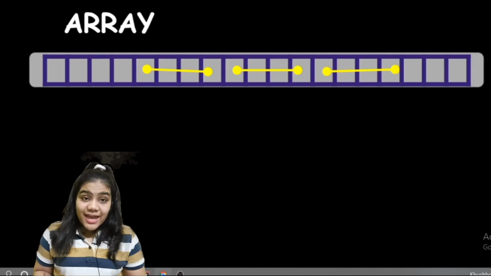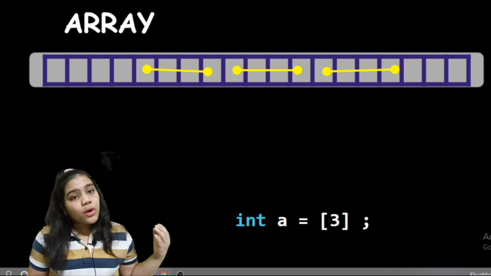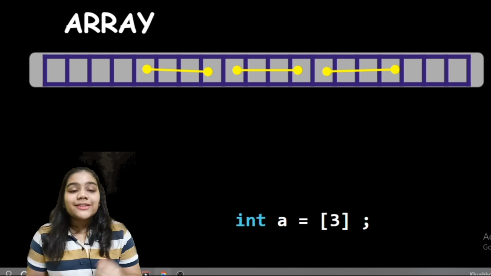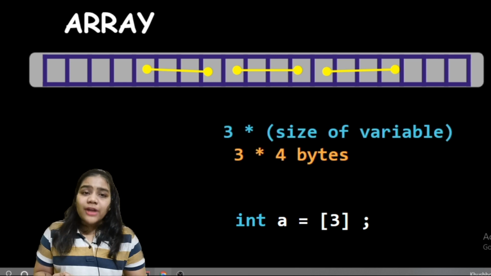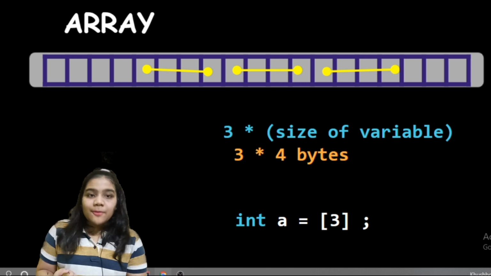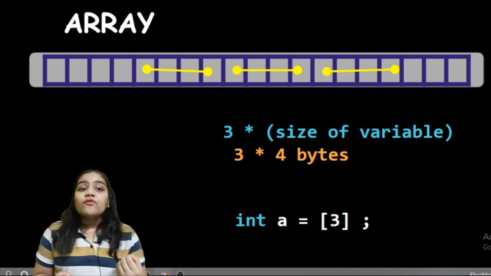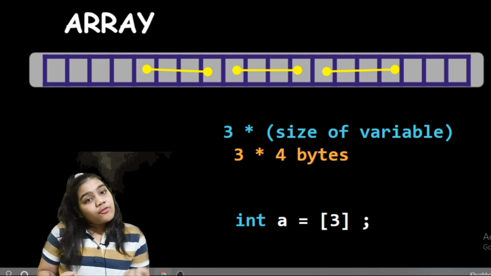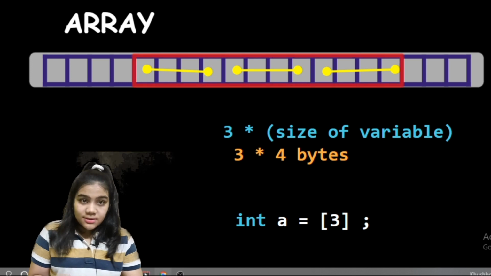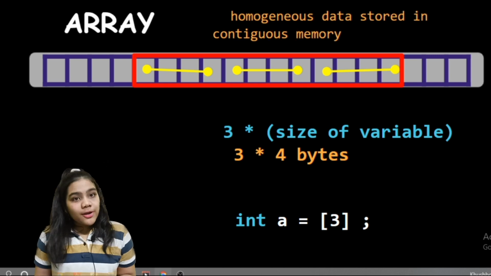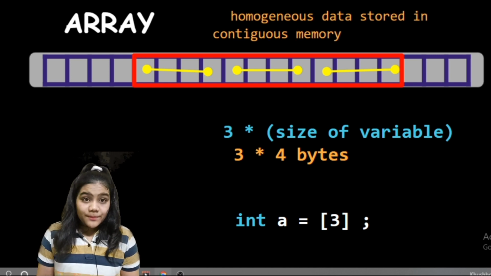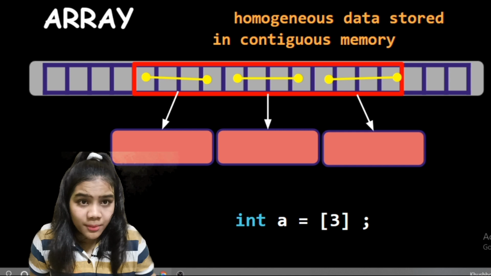When we initialize an array as int a[3], we are saying that we want our array to be 3 times the size of the data type. Means if we have the data type int, then we are saying we want an array of 3 into 4 bytes, means 12 bytes. So an array is nothing but homogeneous data stored contiguously. So our array is formed.